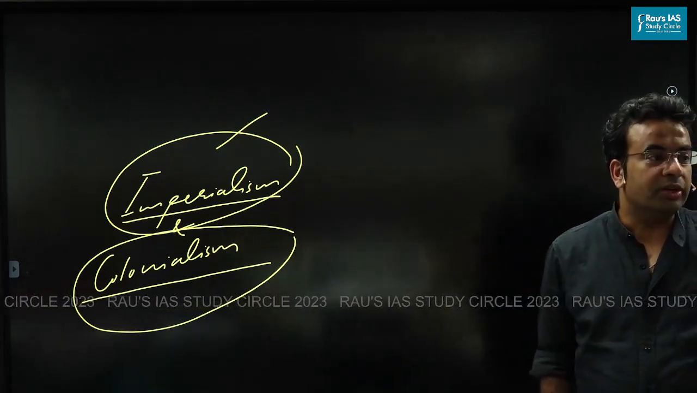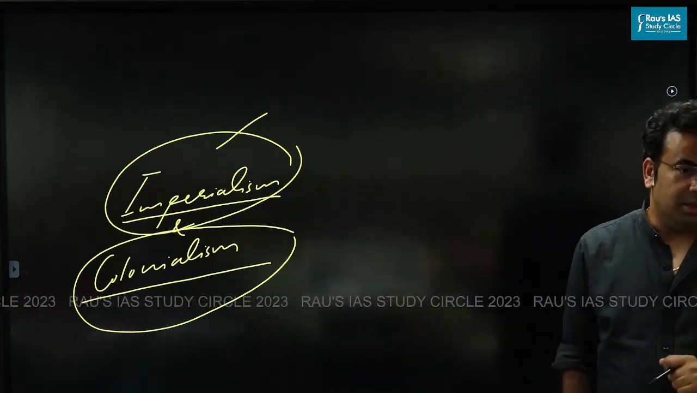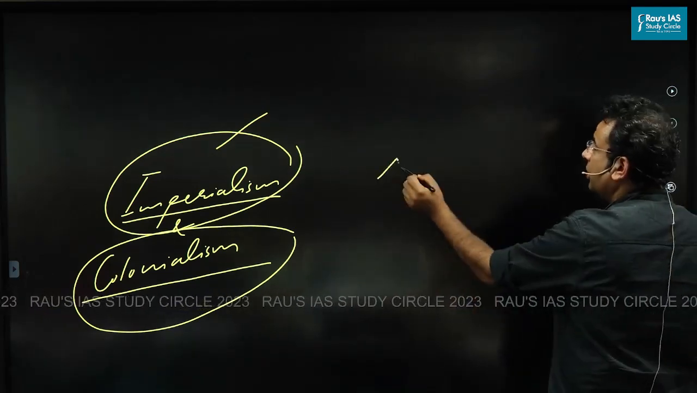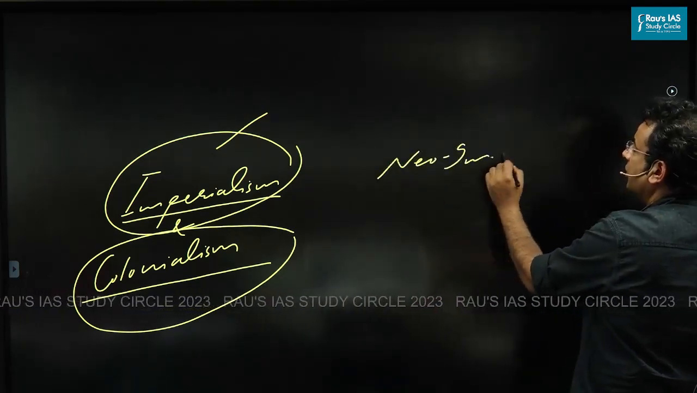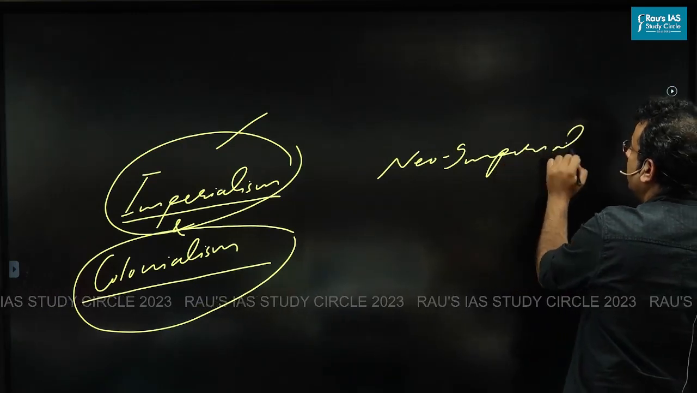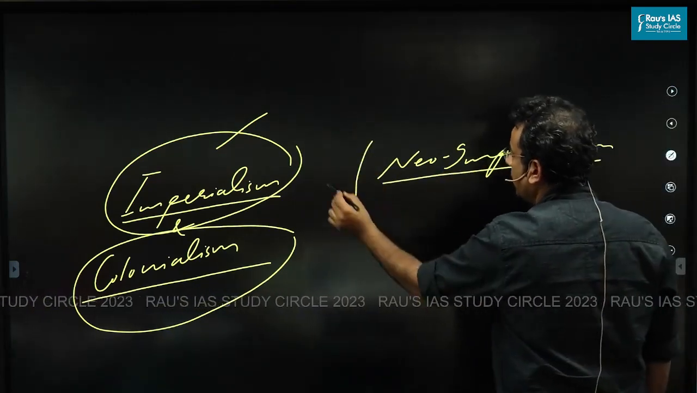Who was the strongest imperial power the world has seen? Britain. But the era of neo-imperialism started after the end of Second World War. And who is seen as the strongest neo-imperial power? US.